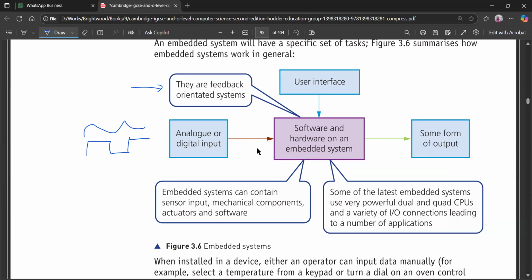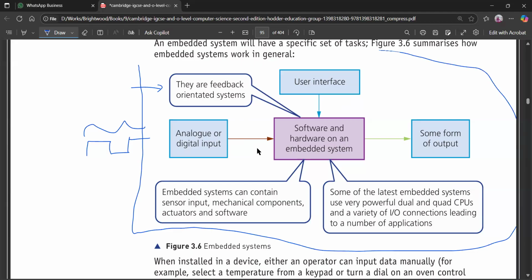Also, some of the latest embedded systems use very powerful dual and quad core CPUs and a variety of input output connections that lead into a number of applications. These are the conditions the embedded system runs on.